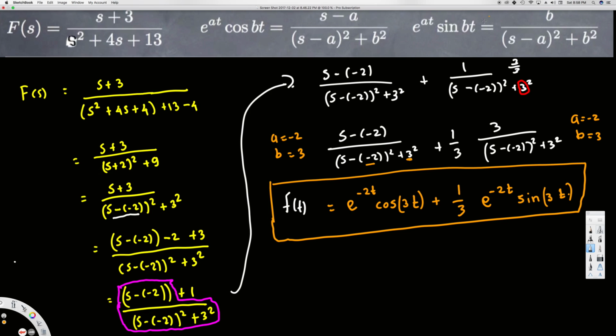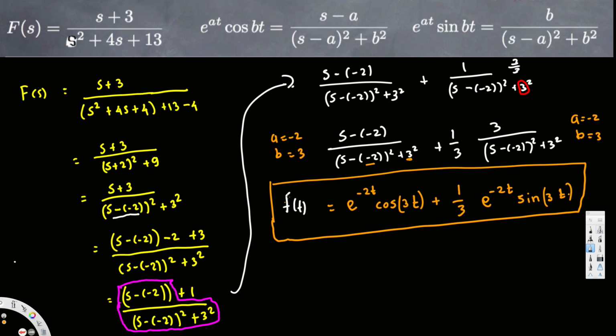That's how we do the inverse Laplace transformation.